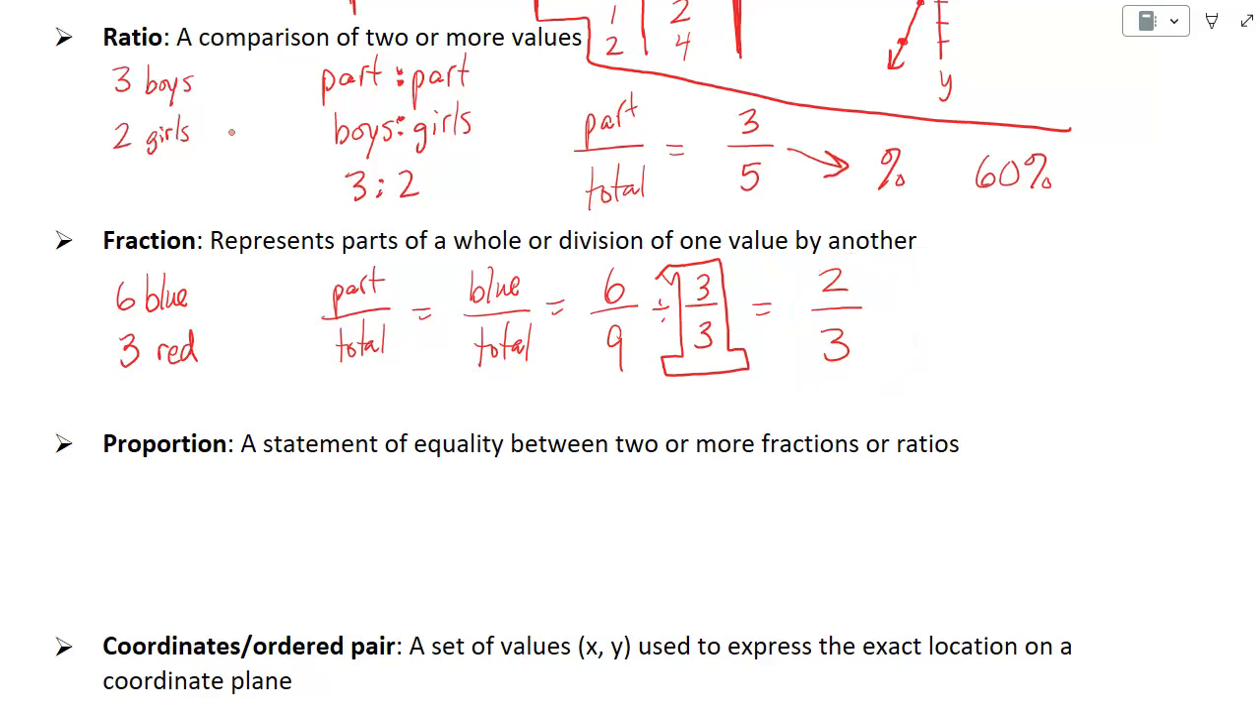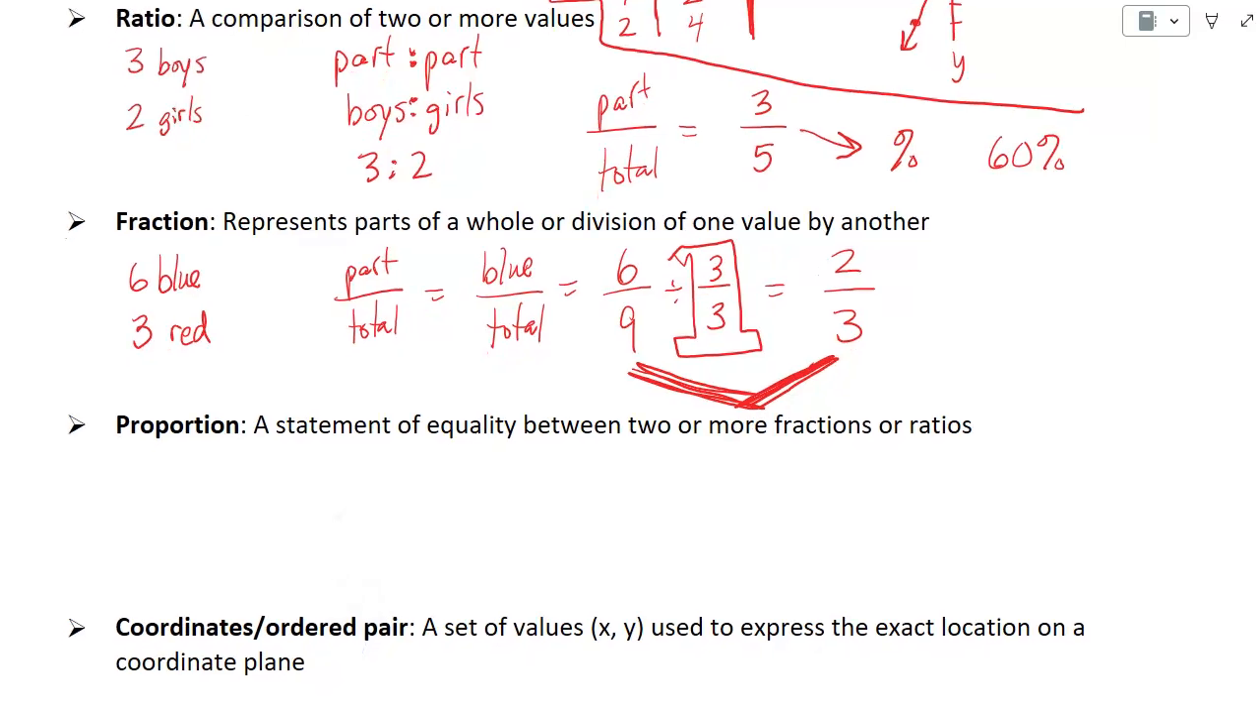A proportion is a statement of equality between two or more fractions or ratios. I'm sort of getting ahead of myself on this video a lot. That's a proportion right there. 6/9 is equal to 2/3. It's a statement of equality. Okay, they are the same portion.